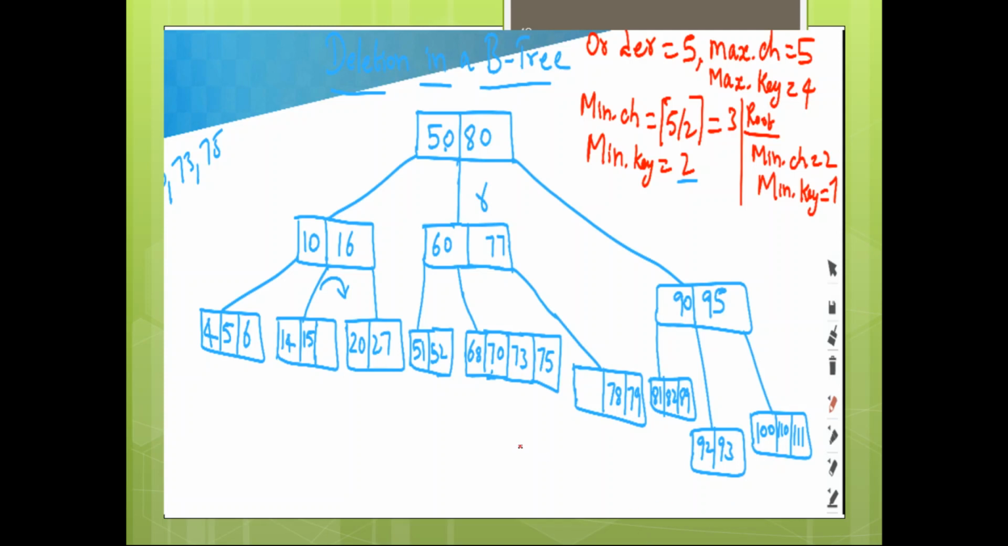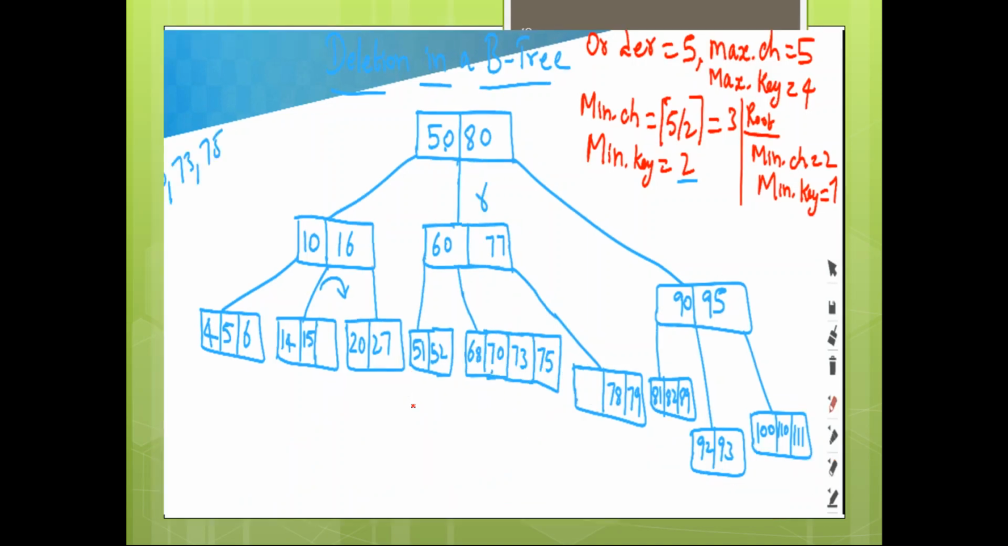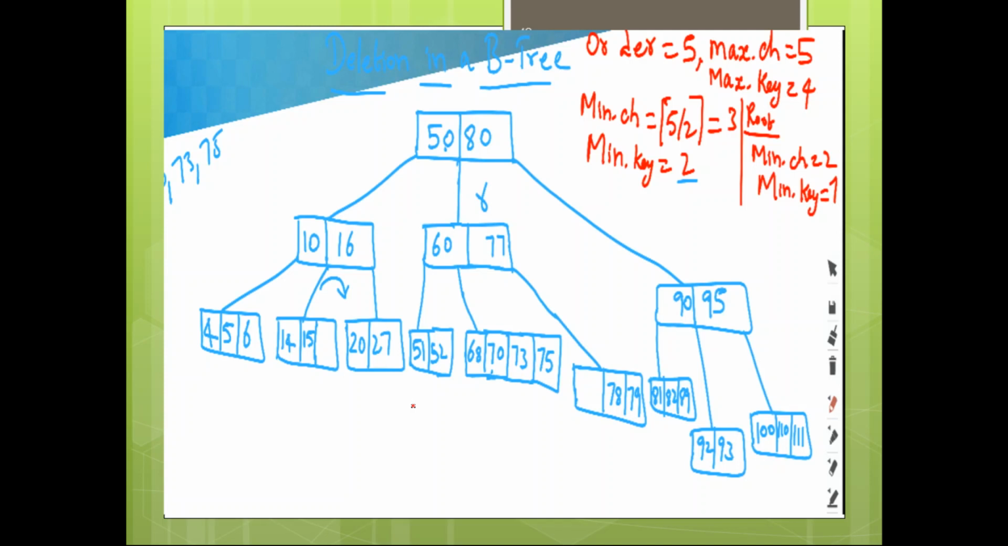You can see here 60's left pointer will point to this, and 60's right will point to 68, 70, 73 and 75, and 77's right will point to 78 and 79. Fine. Say next we want to delete 20. 20 is less than 50, greater than 10, and less than 60, so follow this path.